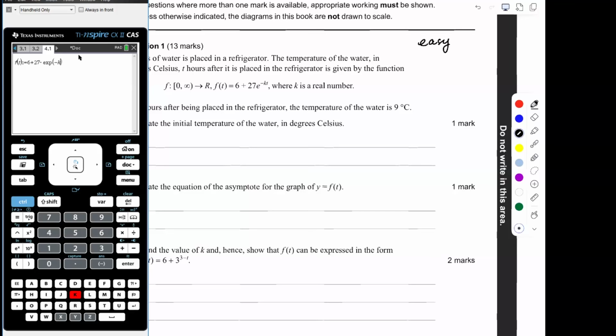Equation of the asymptote. Notice that the graph has the following shape. So for example, the graph could go this way. This is y equals 6, okay? So you say y equals 6. It's a cooling process, Newton's law of cooling. Find the value of k. We need to use f of 2 equals 9. Get an equation and get the k value. So we can solve that for k.